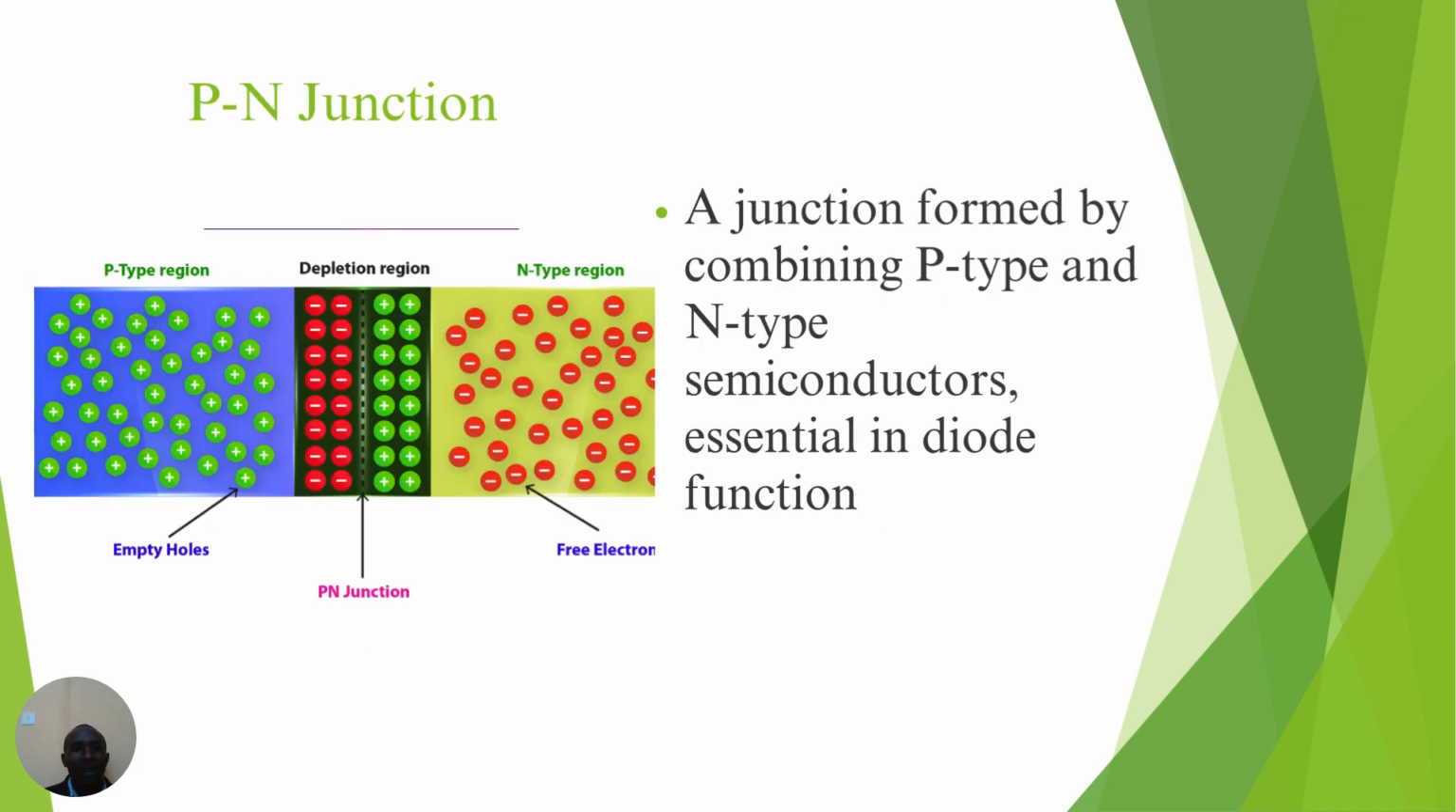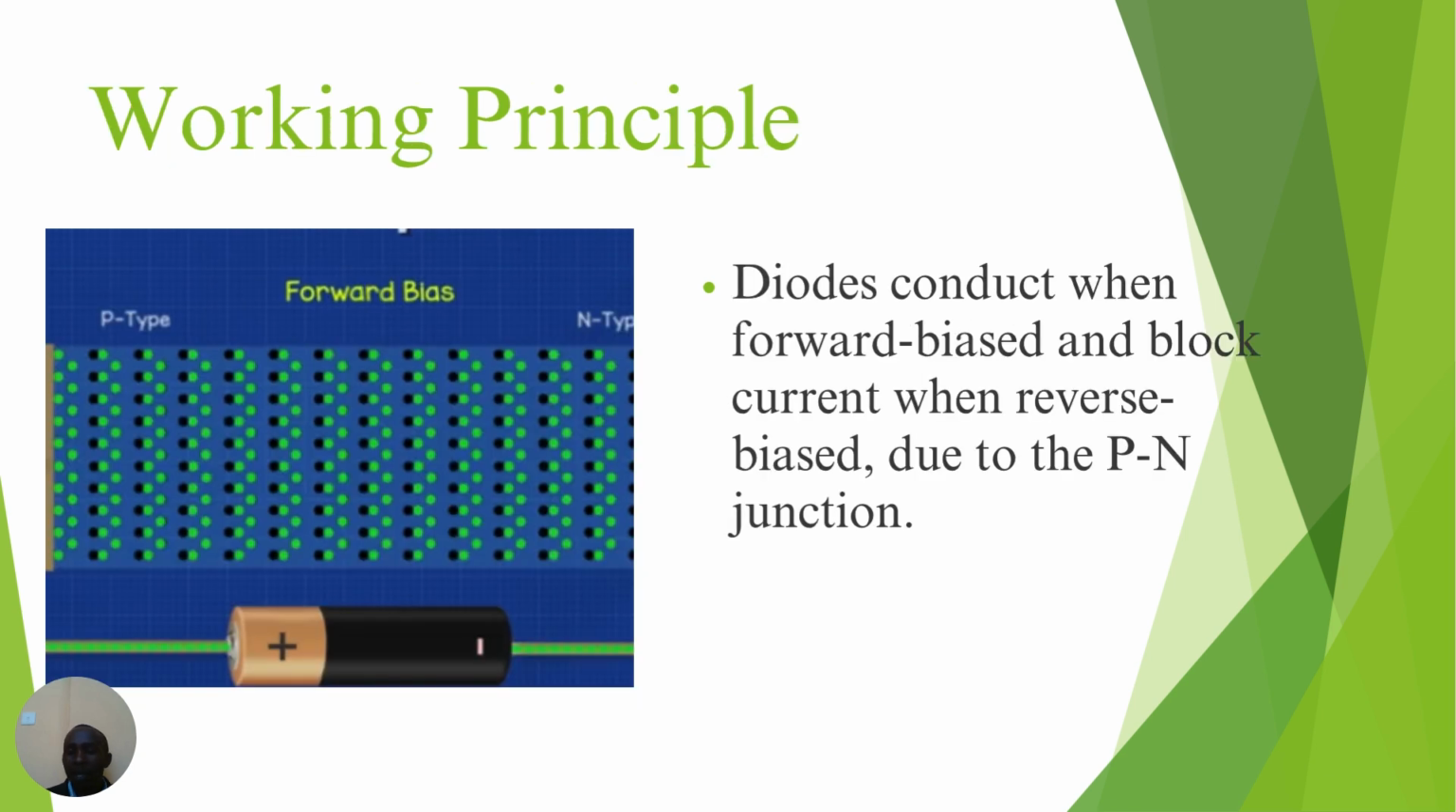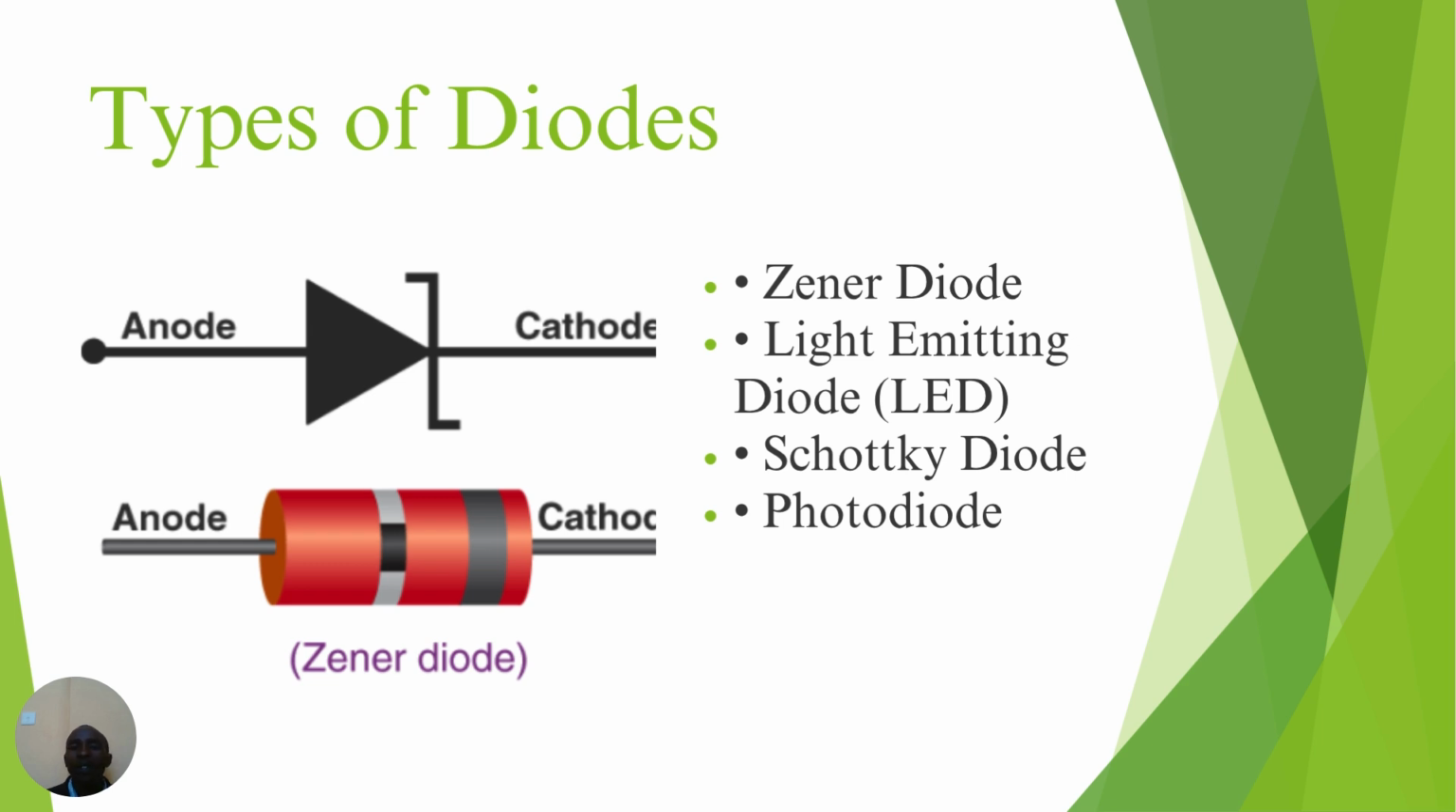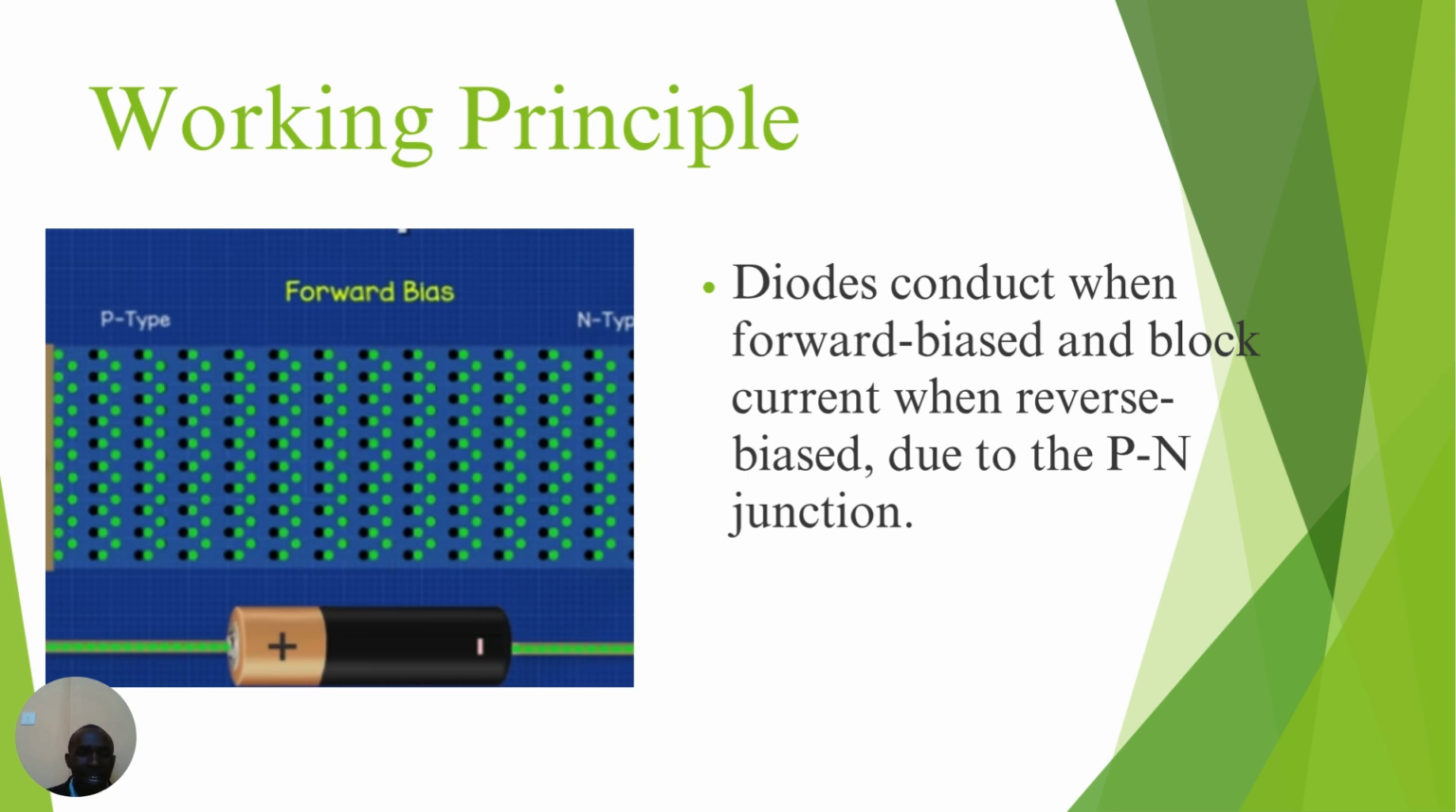So remember, in the working principle, we said that diodes conduct when forward biased due to something we call a PN junction. So the next thing I want us to look at is the PN junction. Before I show you what a PN junction is, can someone try to say what you think a PN junction might be?